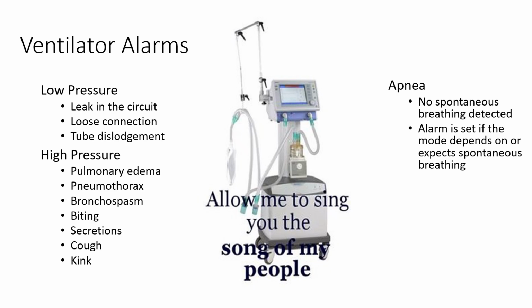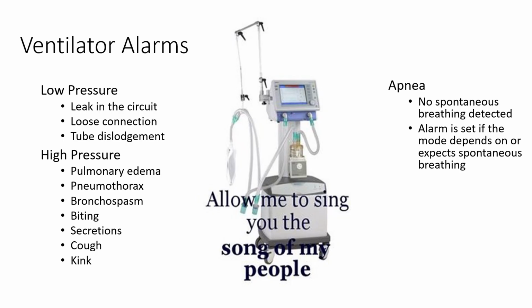Let's start with our low pressure alarms. These are going to be caused when not enough pressure is in that circuit. It can be caused by a leak, a loose connection, the patient has self-extubated, the tube has become dislodged because of forceful coughing from moving the patient and not stabilizing the tube. There's various reasons, but I want you to think something is loose or not connected, or there's a leak.